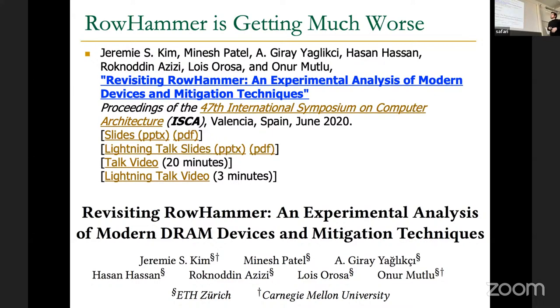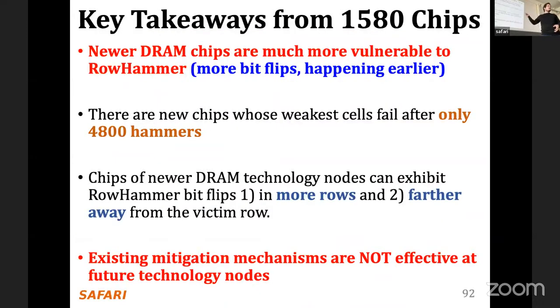In 2020, we investigated the RowHammer phenomenon in 1,580 chips. These are DDR4 and LPDDR4 chips. And we saw that newer DRAM chips are much more vulnerable to RowHammer. And you can induce the first bit flip in a DRAM chip if you activate a row only 4,800 times, that's enough for one chip. And that's a pretty low number. So that's like 200 microseconds of real time to induce that bit flip.